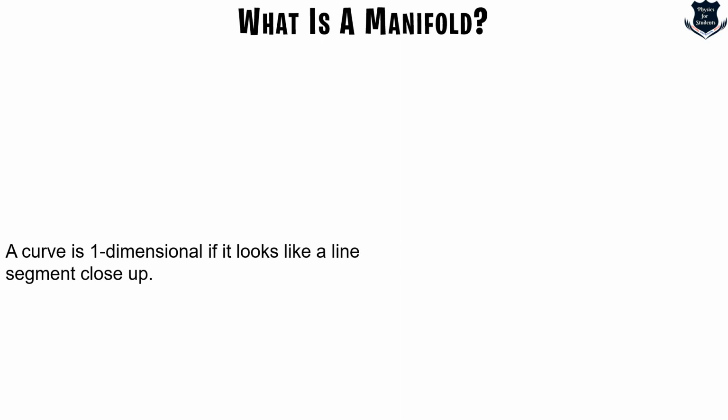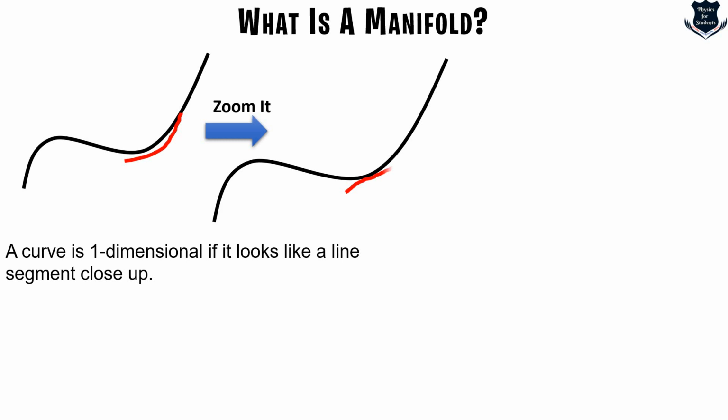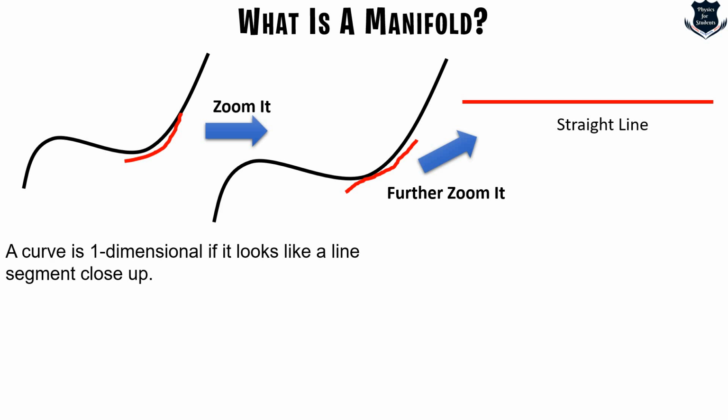So curve in one dimension, if I take a curve and I just try to plot the line, this red line, see, it looks like a segment close up. Now what I do is that when I zoom this line, that means I'm further zooming it, you see it almost becomes like a straight line. And when I take my microscope or magnifying glass and I further zoom it, it becomes a straight line.